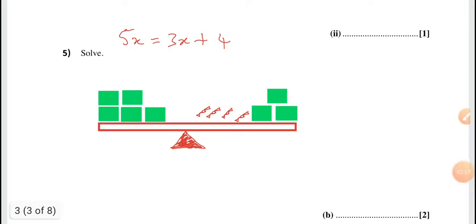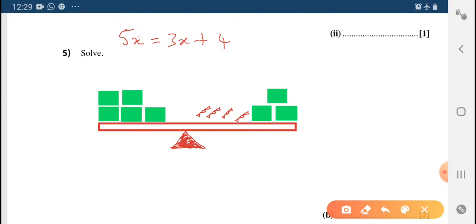Question 5. It says solve 5x is equal to 3x plus 4. So now we have x on the left and x on the right. So I'm going to use this model here to explain that. So the x obviously represents an unknown quantity. So in each box we've got an x number or unknown quantity of sweets. So on the left hand side, 5x or 5 lots of unknowns is equal to 3x on the right, or 3 lots of unknown, plus 4 that we know of, the 4 sweets.